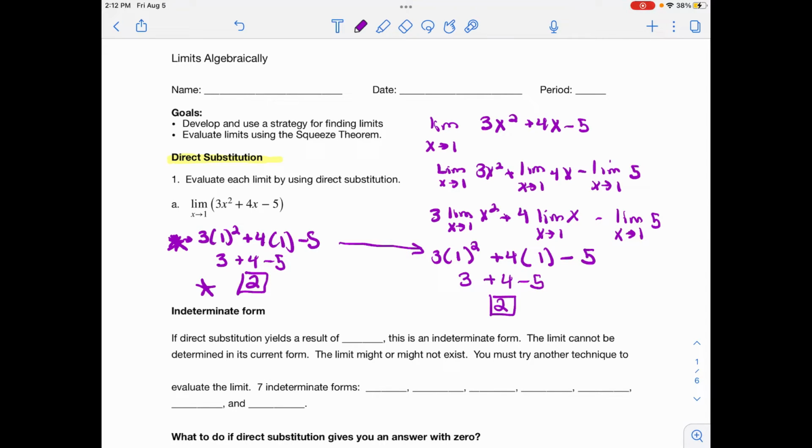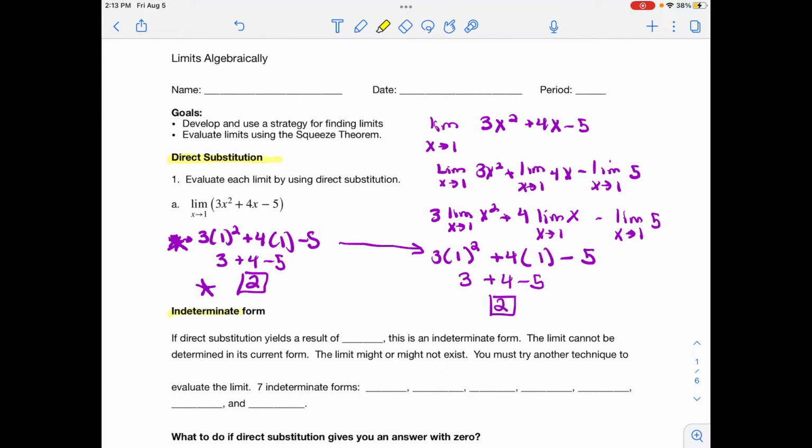Every algebraic limit problem will start and end with direct substitution. You'll start with direct substitution. If you run into a problem using direct substitution, you'll use the techniques that we're learning the rest of this section, and then at the end, go back to direct substitution. So begin and end with direct substitution. Now, if this worked in every problem, life would be wonderful. But unfortunately, not every problem can be solved using direct substitution.